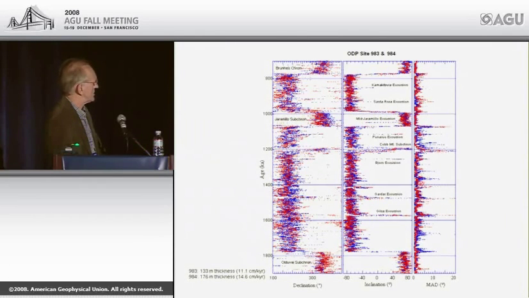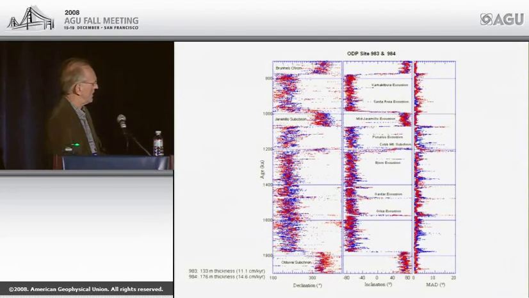Traditionally, we measure this type of data using U-channel samples, at 1 centimeter intervals. So a record like this for, say, 984 would represent almost 17,000 stepwise demagnetizations. And then the MAD value here is calculated on the basis of a particular demagnetization interval. So you can see low values of this quantity represent better defined magnetization components.